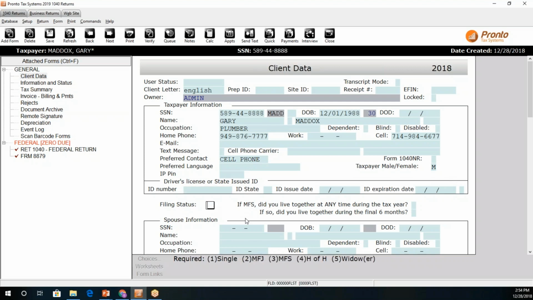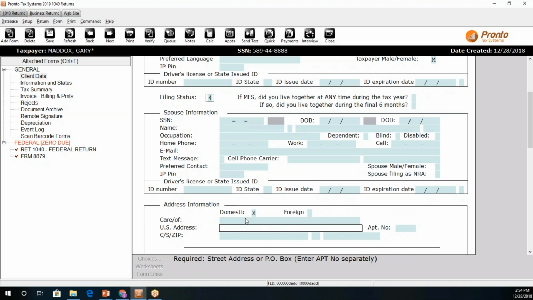Filing status, Gary. Okay, so Gary has a child. He does not have a wife. He does not have anybody living with him. So he's either going to be single or head of household. In this situation, because Gary's son, Sam, lived with him all year, he is able to file as head of household, which is number 4. Okay? And as you can see, it skips the spouse information, goes right down to his address.